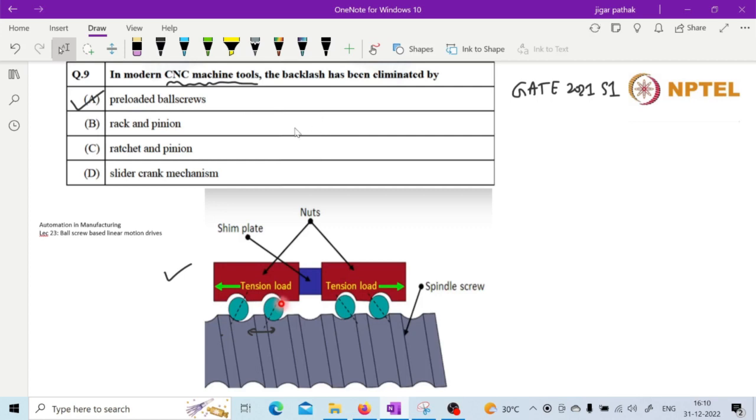Okay, and this figure is taken from one of the NPTEL lectures on automation in manufacturing.